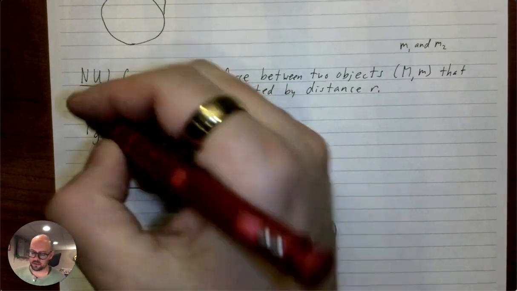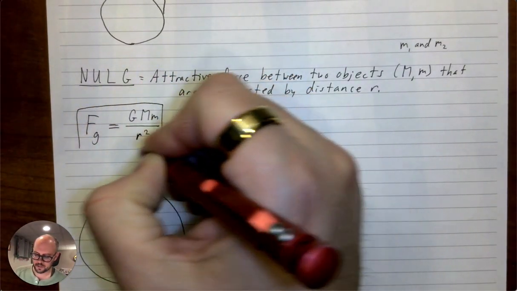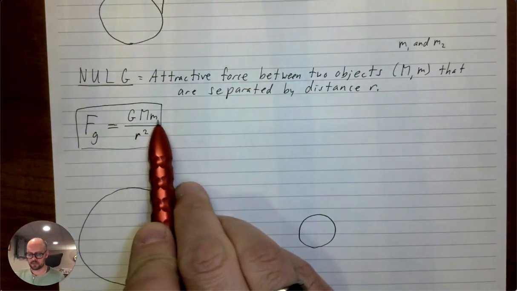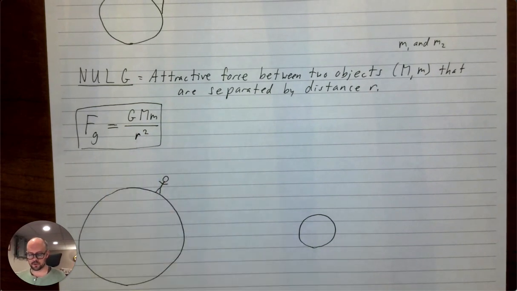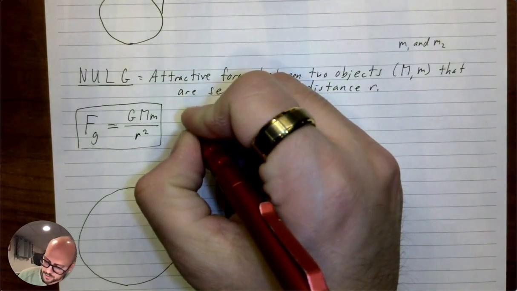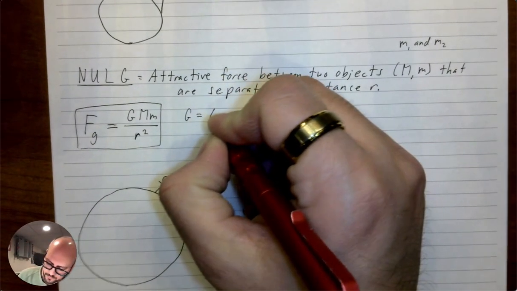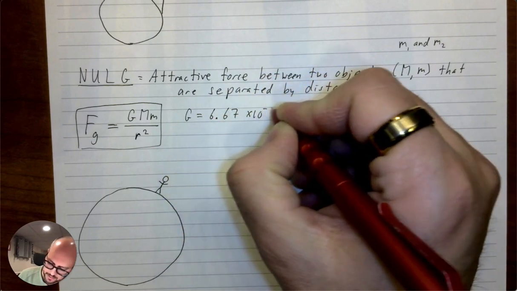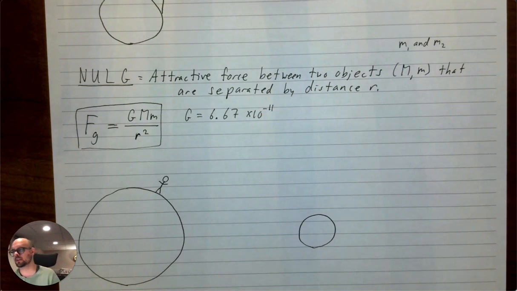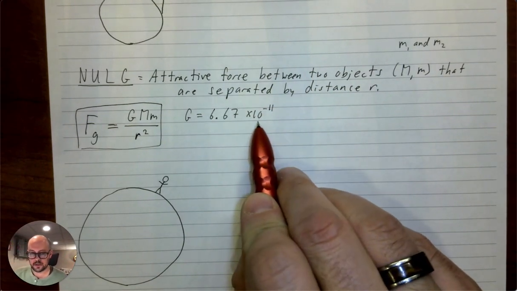And so that's the universal law of gravitation. The two masses, big M and little m, are in kilograms. The distance that they're separated is r in meters. And then this value of big G is 6.67 times 10 to the negative 11th. It has units, we'll get to that in a second, but big G is a really, really small number.